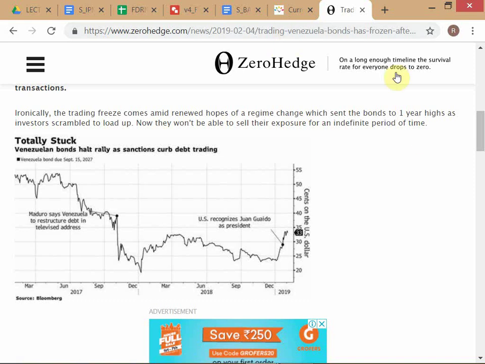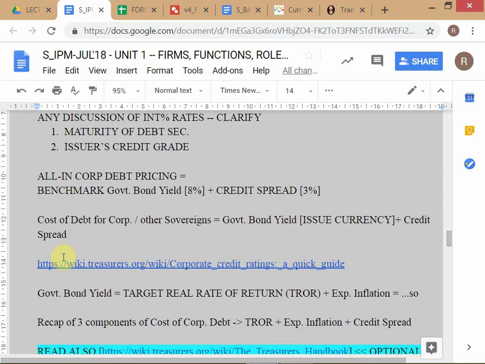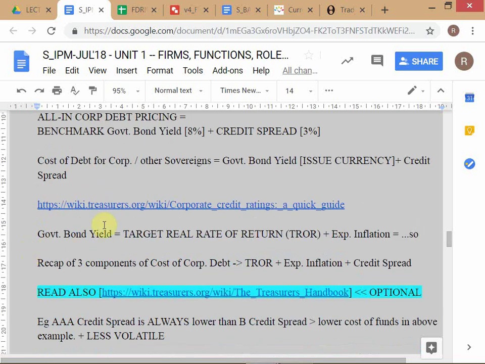All right, so you can survey this article, this news source as well. You get some interesting stories. You can see here in today's articles as well. So we looked at ratings.